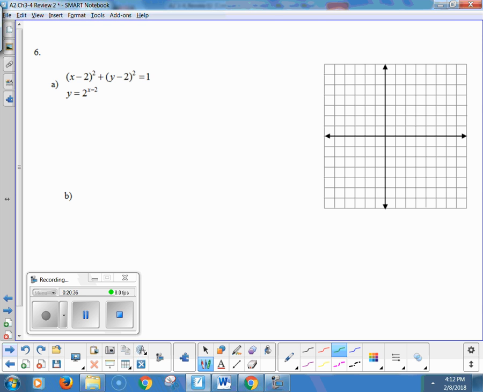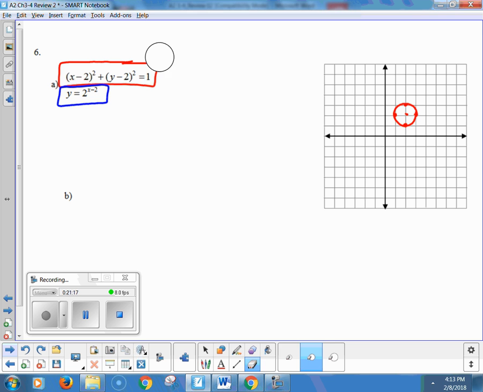Taking a look at number 6. So again, we're going to solve this graphically. It looks like we have a circle and an exponential function right here. Starting with the circle, the center is shifted forward 2 and up 2. So the center is at (2, 2). There's our center. And if the radius is the square root of 1, then the radius is 1. So up 1, down 1, back 1, and forward 1. And we have a little tiny circle right there.